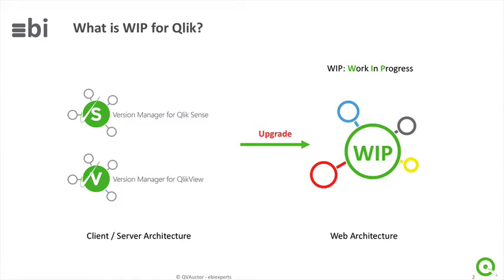So the question is, what is WIP? The existing products, Version Manager for Qlik Sense and Version Manager for QlikView, are client-server architecture-based products, and we've upgraded those products to a WIP architecture, which manages all your work in progress. It's using the same underlying engine and repository structure, which provides those existing great tools, and now providing the new product, which is WIP.